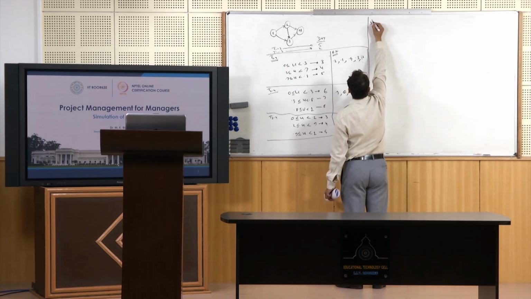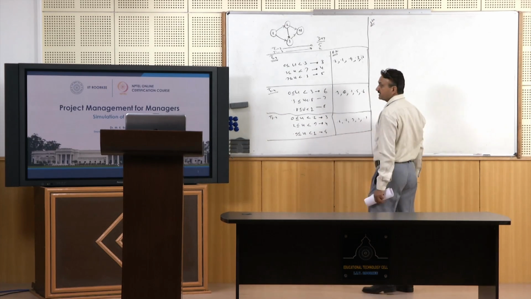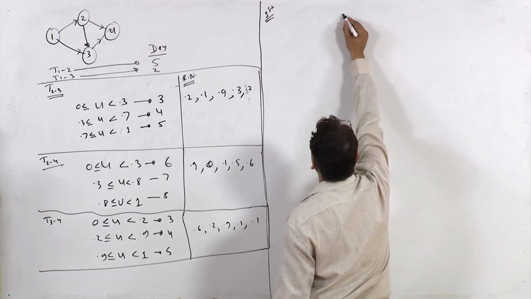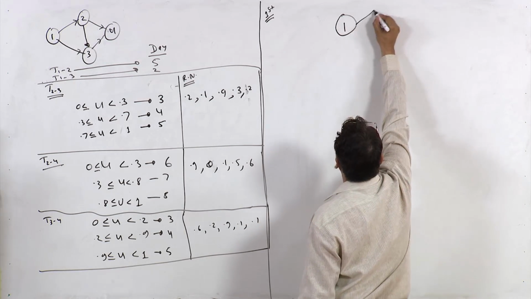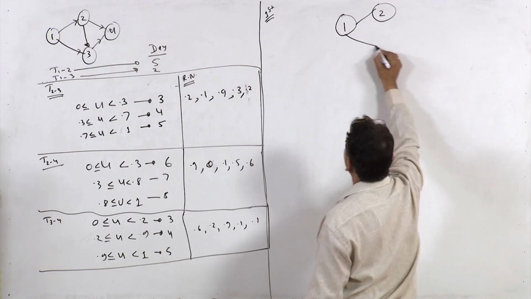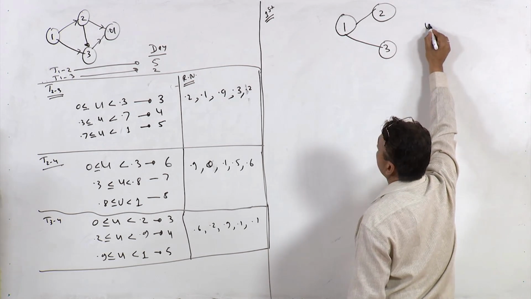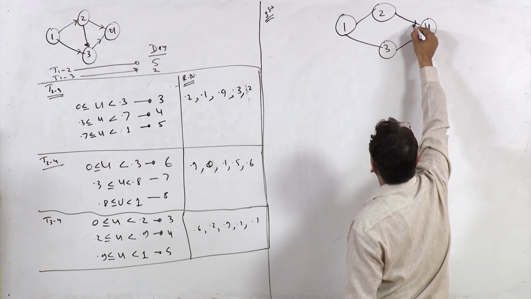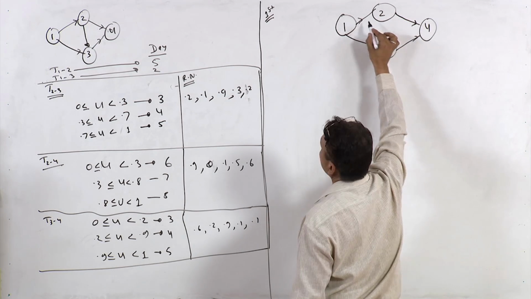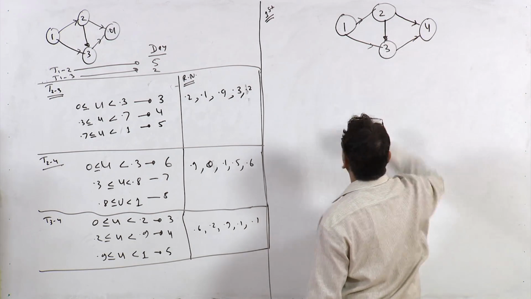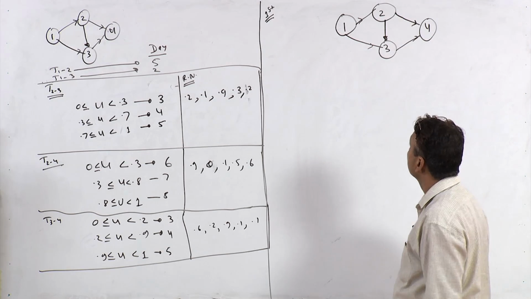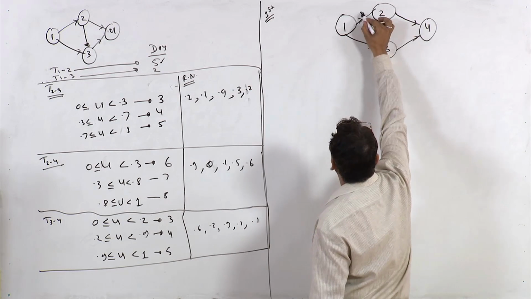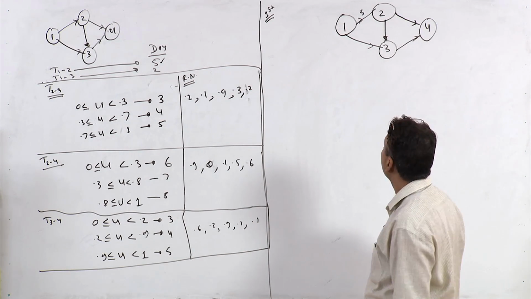So, first simulation run, and the network is this. This is our network: 1, 2, 3 and 4. The first time, the duration of activity 1-2 is 5. For 1-3 it is 2.